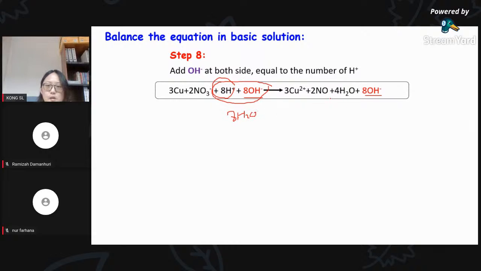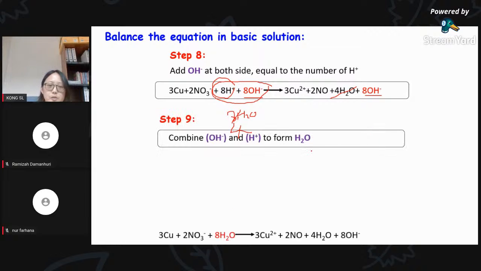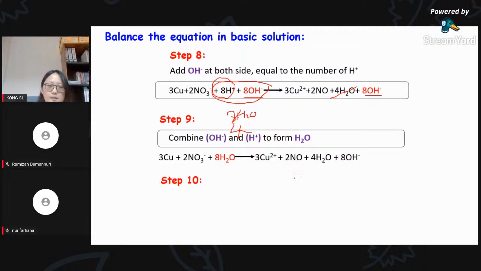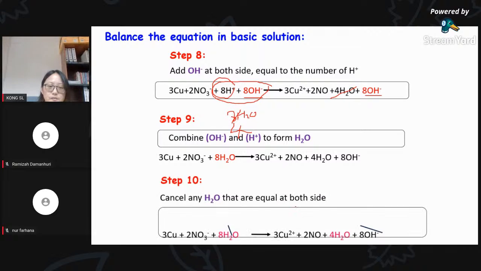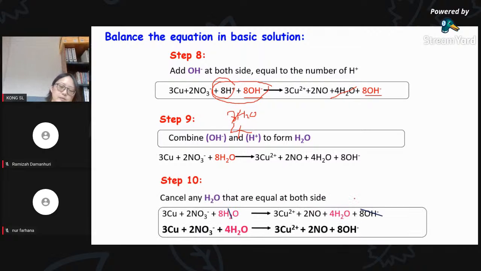Then cancel off 4. Here remain 4. So this is the equation for in basic medium. Combine the H2O and then cancel. So this is the final answer. Is it clear? Sometimes the question straight away asks you to balance the redox equation in basic or acidic solution. Not a problem for you as long as you remember all the steps.